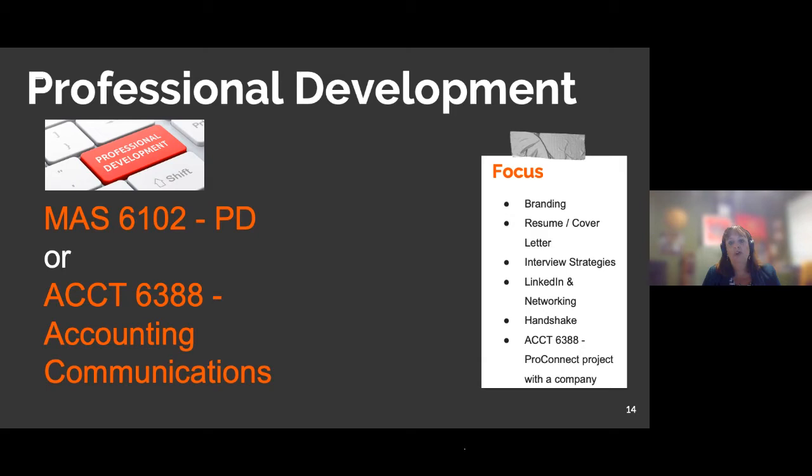Also, you're going to be focusing on a resume and cover letter. And this is very important to do in your first semester. So most students will take this in their first semester. And I would encourage you to do that if you're able to. Interview strategies, LinkedIn and networking, also getting on Handshake. So this is a great course to really springboard you into really looking at what your goals are. Next slide, please.